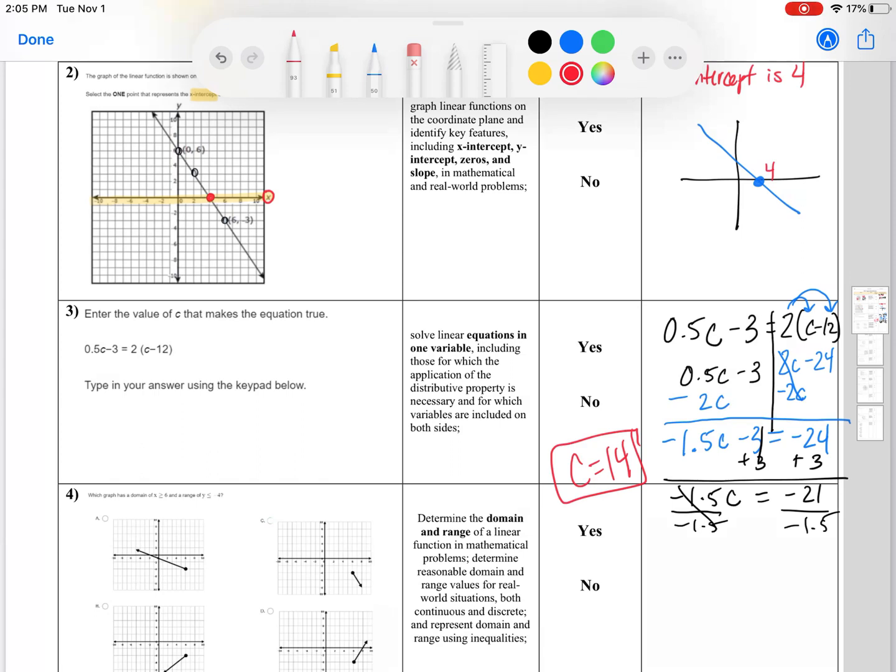The other way that some teachers might have shown you is you could go to Desmos, type in the left equation, then type in the right equation, then you're checking the solution to see where the left side crosses the right side, and that x value is your answer. That's the other way that you could have solved number 3.